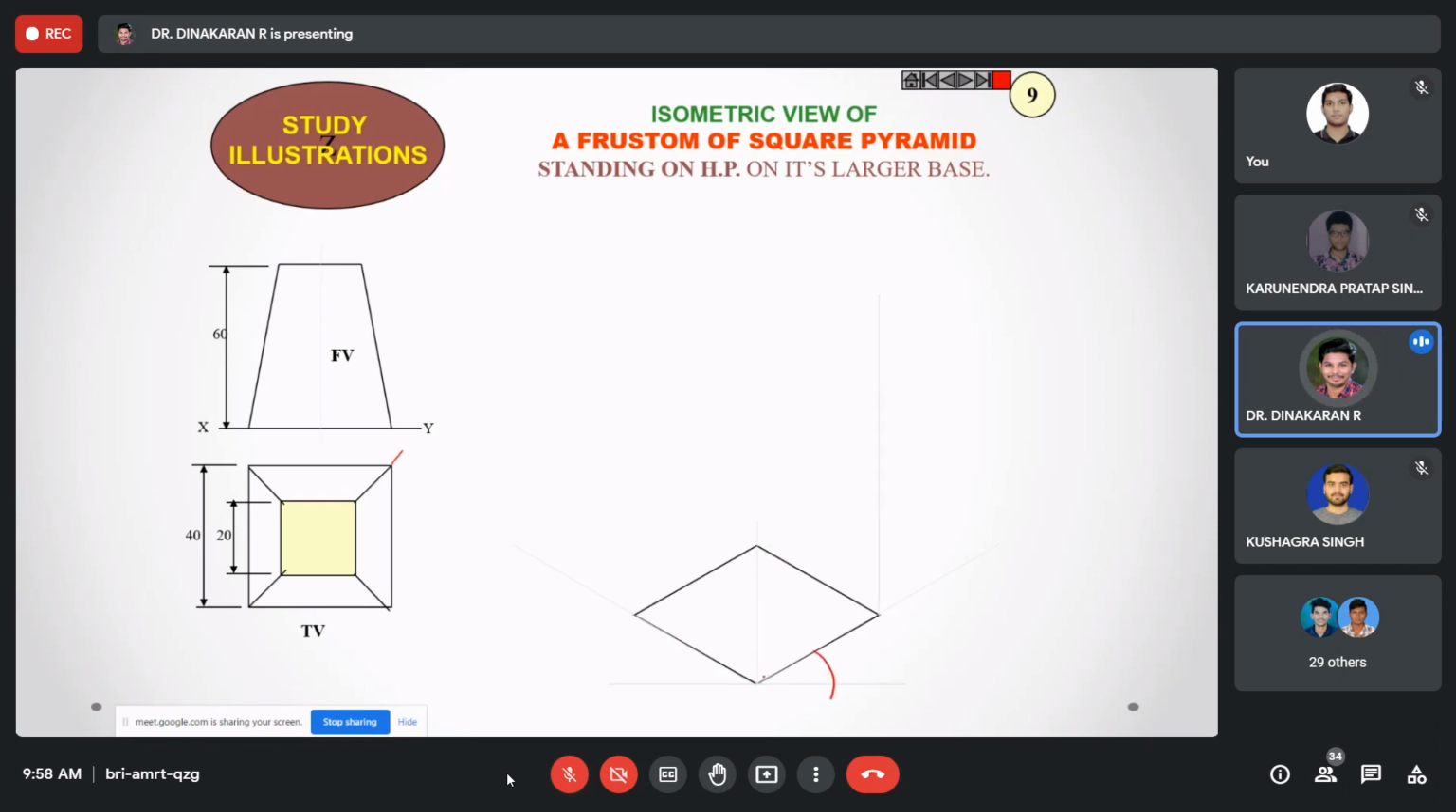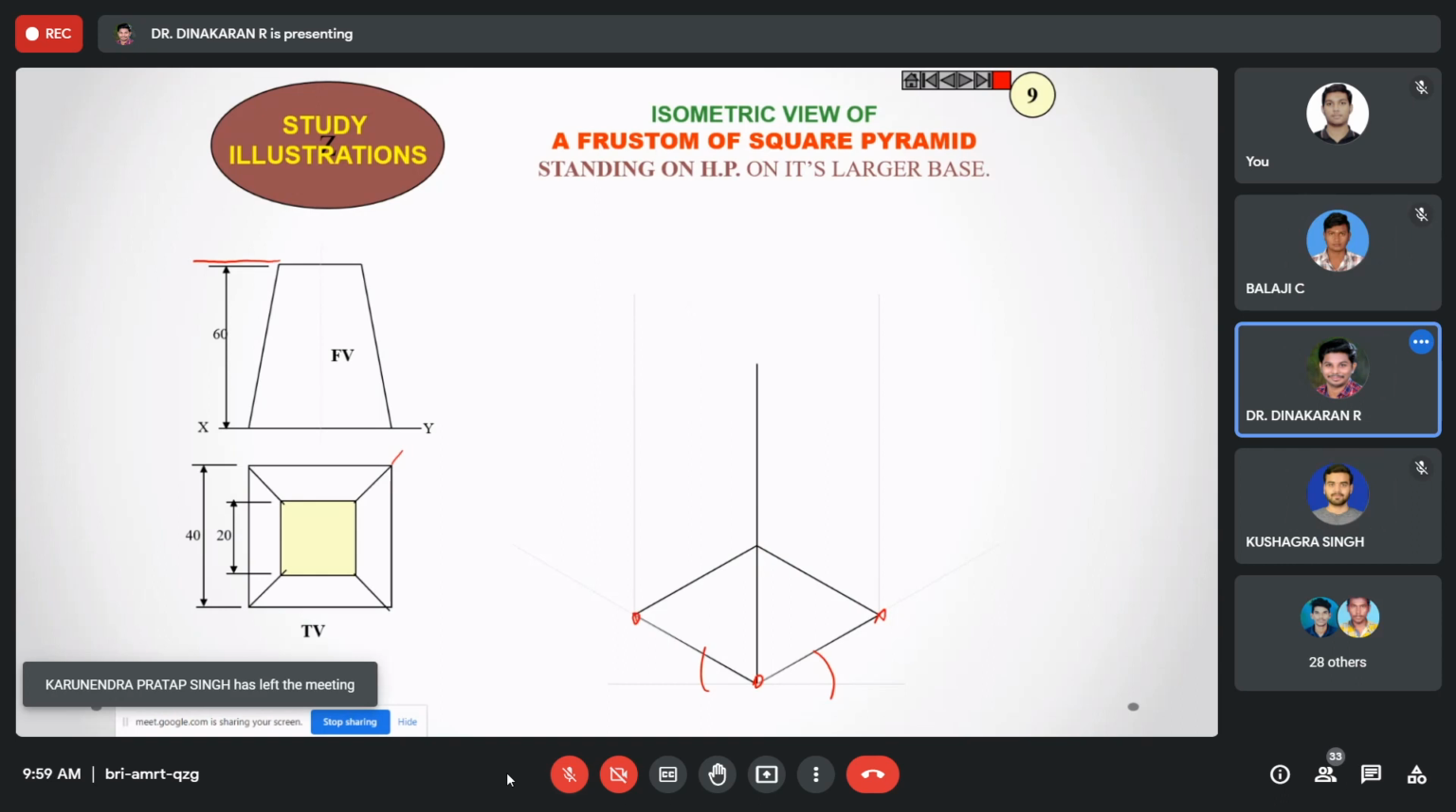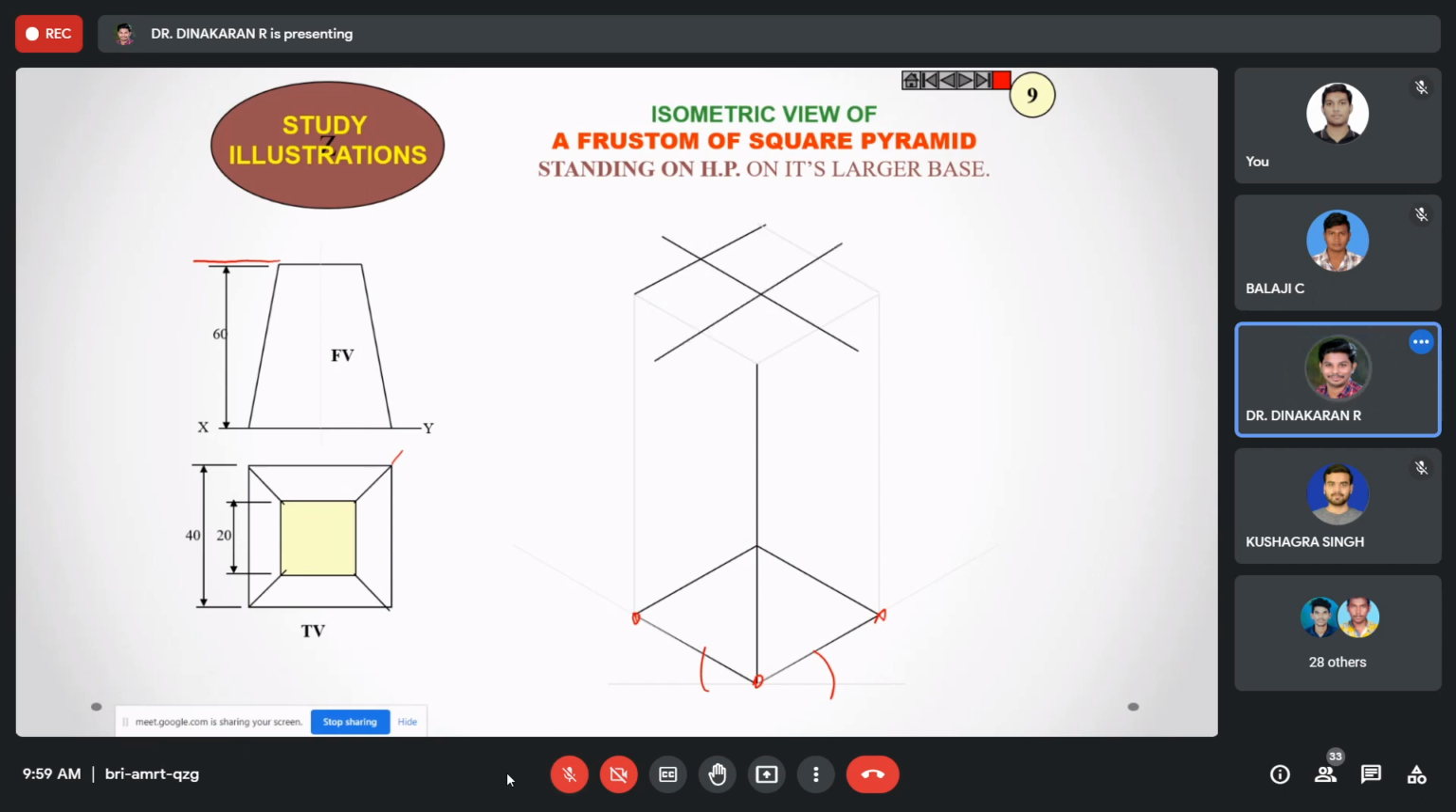First draw the 30-degree line, then the 40 mm conversion. After that, how much height is given? 60 mm. From each point, draw a height of 60 mm. Then the bottom and top faces are parallel, so we need to connect them. And after marking the center line, from this center line, how much is there?